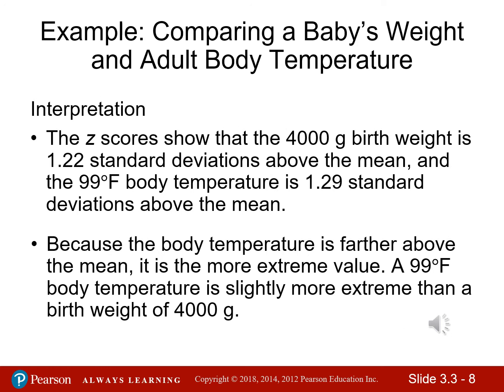The z-scores show that at birth a weight of 4,000 grams is 1.22 standard deviations above the mean birth weight, while a temperature of 99 degrees is 1.29 standard deviations above the mean adult body temperature. Because the adult body temperature is farther away from its mean, it's more of an extreme value than the birth weight of the newborn. The z-score tells you how many standard deviations an observation is from the mean of a data set.